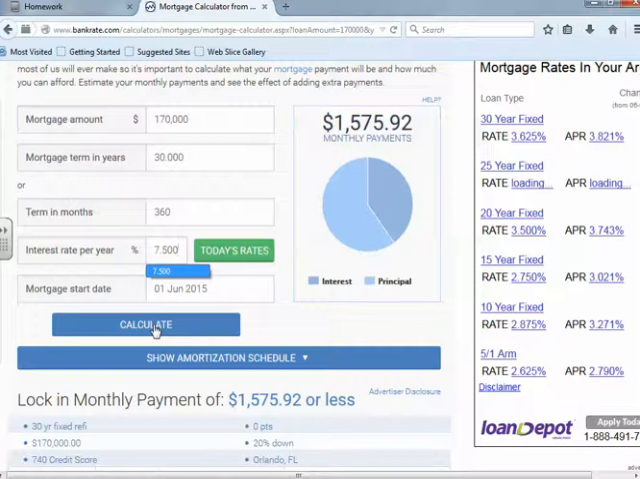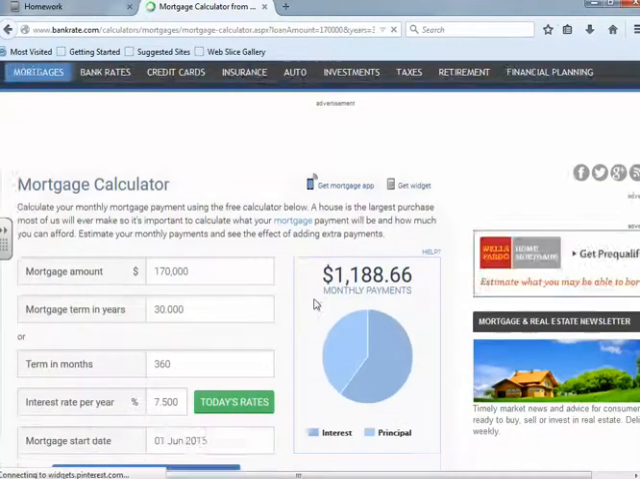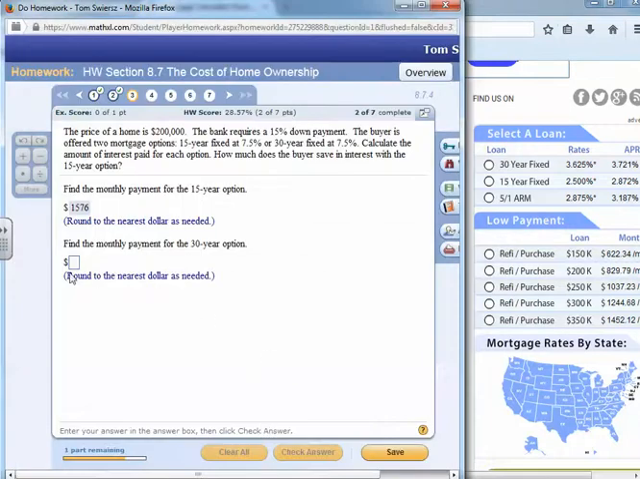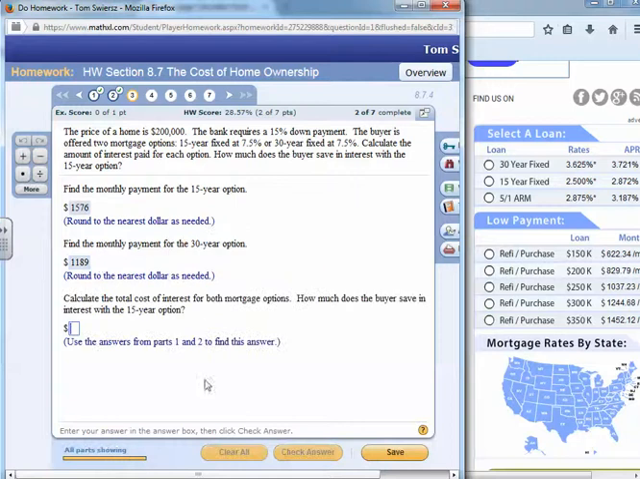And then we're going to go ahead and click Calculate right below. And the monthly payment is $1,188.66. Rounded to the nearest dollar will be $1,189. MyMathLab asks rounded to the nearest dollar. So we'll go back to the problem and we go ahead and put in 1,189, which is the correct answer.